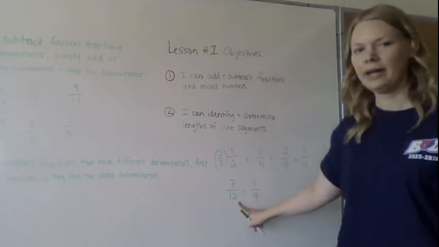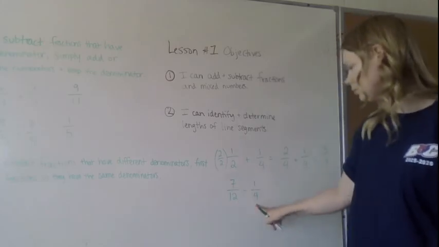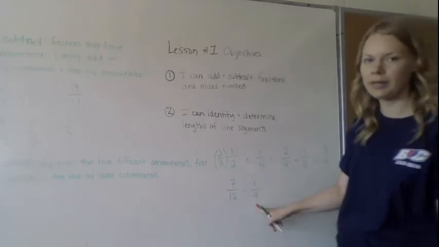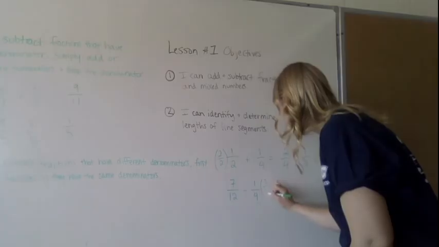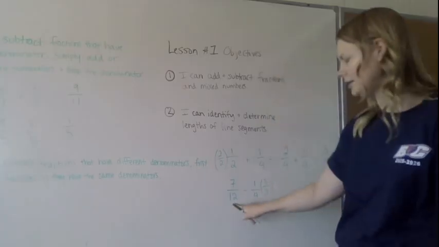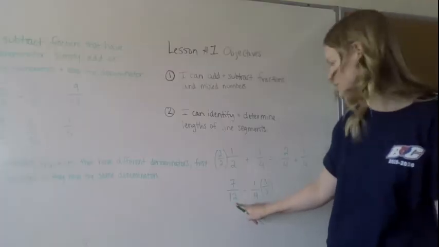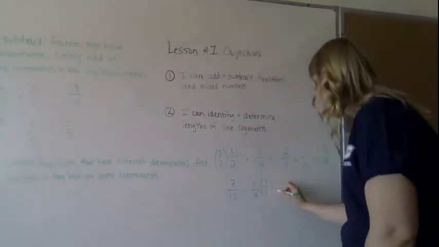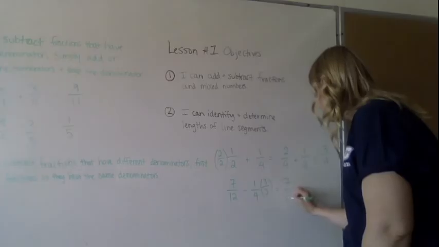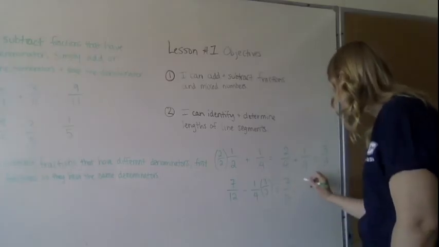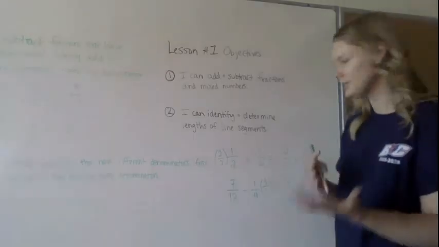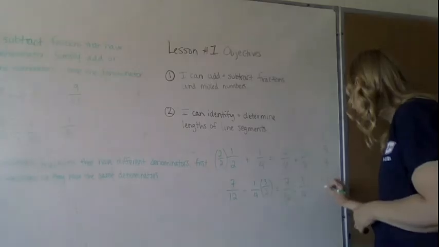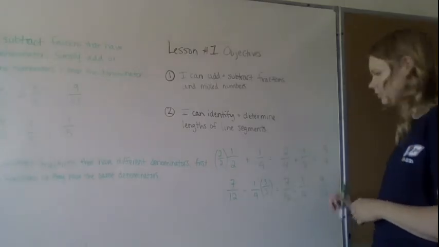Now down here, I have 7/12 minus 1/4. So I'm going to rewrite the 1/4. I'm going to multiply it by 3/3, and that is to make our denominator match this one of 12. And so now I have 7/12 minus 3/12. Now I can deal with the numerators. 7 minus 3 is 4, and I am left with 4/12 for my answer.